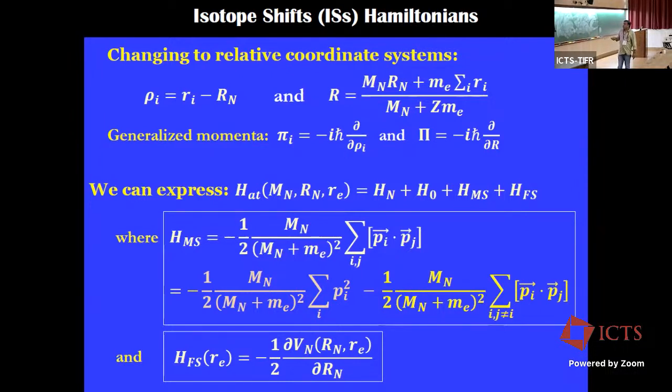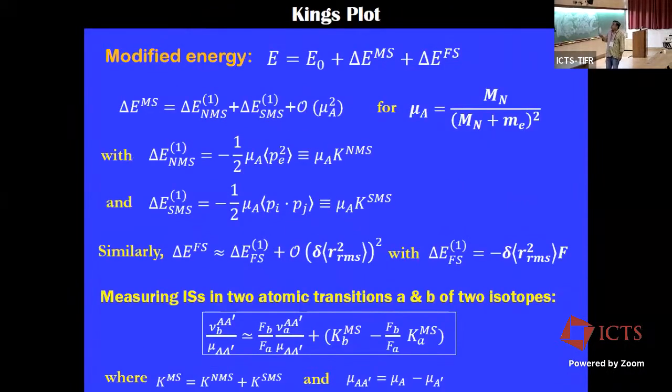Now, if you want to estimate the correction over this Hamiltonian that we are calculating, then we have to use this interaction Hamiltonian and treat it up to first-order or second-order perturbation, up to the precision that we are interested in. Then we find out how much the energy changes from one isotope to another. For convenience, we use some constants called normal mass shift constants, specific mass shift constants, and so on. And the field shift becomes a function of the square of the RMS radius of the nucleus.